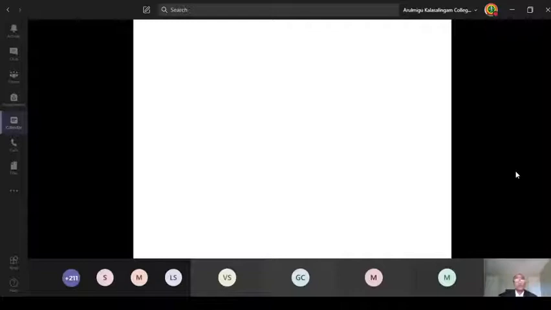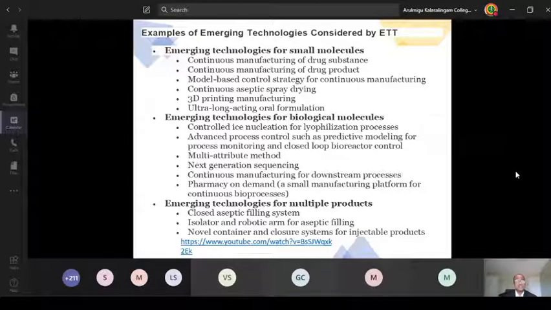Some of the examples of the emerging technologies and innovations considered by the FDA. ETT means Emerging Technology Team in the FDA. They are promoting emerging technologies for small molecules: continuous manufacturing of the drug substance and continuous manufacturing of the drug product. Drug substance is the API. The drug product is a unit dosage form like a tablet or capsule. More control strategy for the continuous manufacturing.